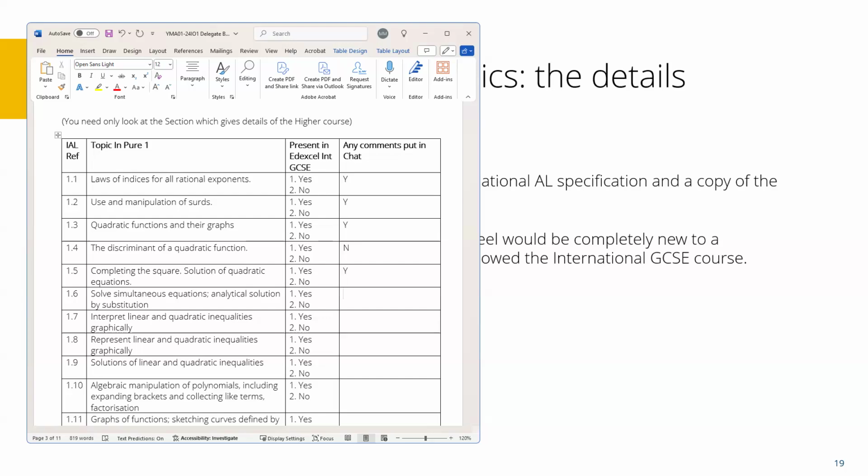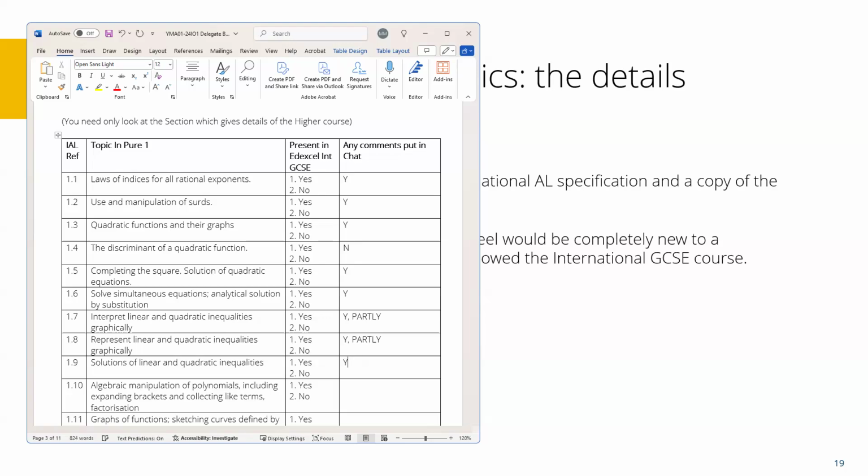Completing the square, solution of quadratic equations, that's a yes. Solve simultaneous equations, analytical solutions by substitution, that's a yes. Interpret linear and quadratic inequalities graphically, it's a yes, but it's partly. And the reason for that, we've got the regions defined by linear inequalities in there, and that bit's in the GCSE. Represent linear and quadratic inequalities graphically, again, that's a yes, but partly. Again, we've got those regions, like I mentioned, defined by linear inequalities. Solutions of linear and quadratic inequalities, that's yes, but again, partly.